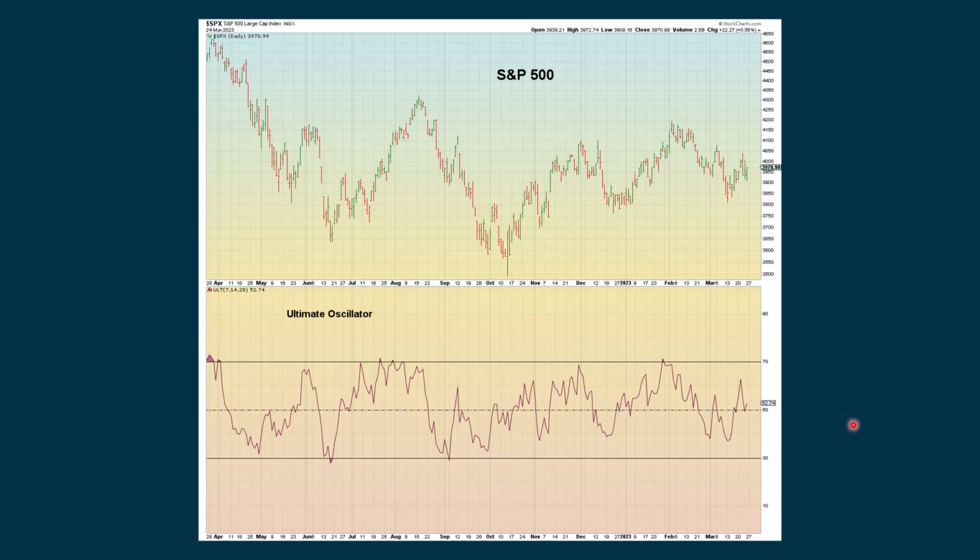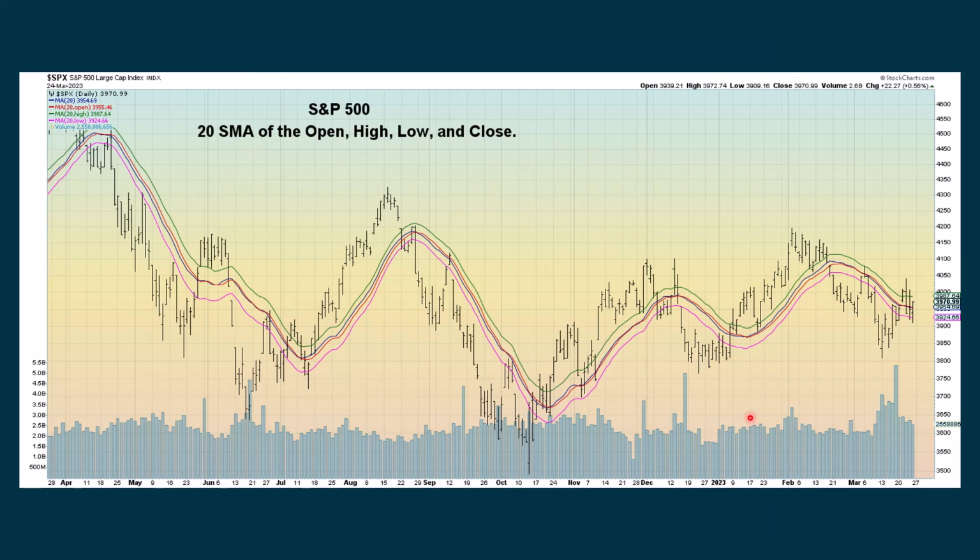The ultimate oscillator, again, looking for extreme positive or negative readings. Right now, we're slightly positive. We're a little bit above 50 and advancing. This is a 20-period simple moving average of the open, high, low, close. Sometimes these can act as resistance when we're going down or support when we're going up.